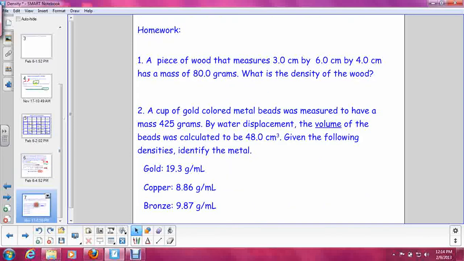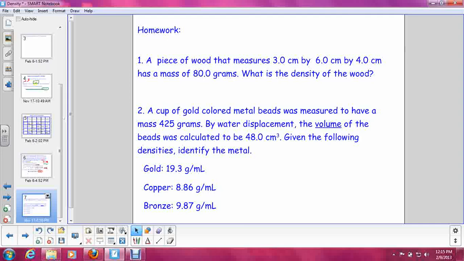So now, for your homework, you have two questions. The first one, a piece of wood that measures 3 centimeters by 6 centimeters by 4 centimeters has a mass of 80 grams. What is the density of the wood? And remember, our units for density are kilograms per cubic meter. Keep that in mind.